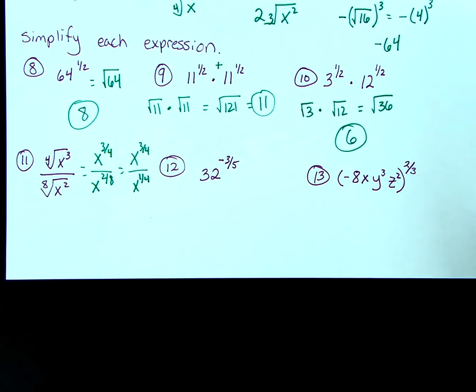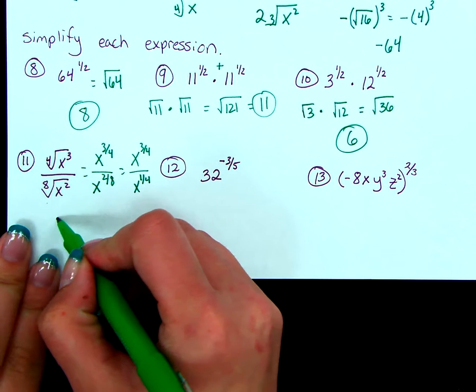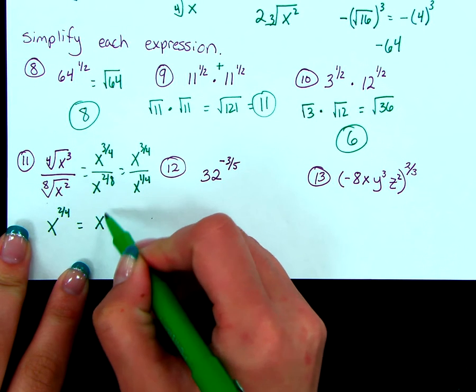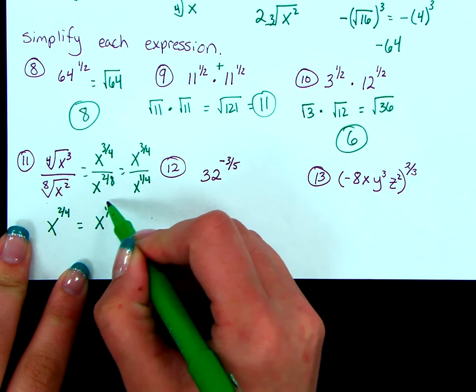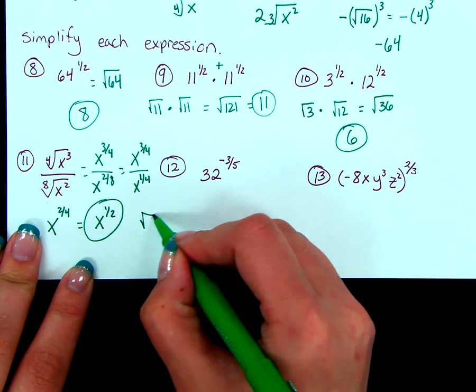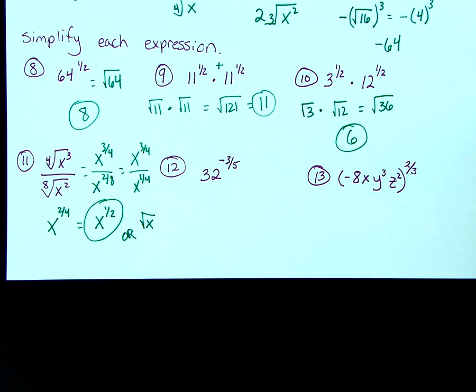And then we can use our exponent rules to simplify. So 3/4 minus 1/4 would be x to the 2/4, which we would then simplify to be x to the 1/2. So we could leave it like this, or if you want, you can write it as the square root of x. So either answer would be acceptable.